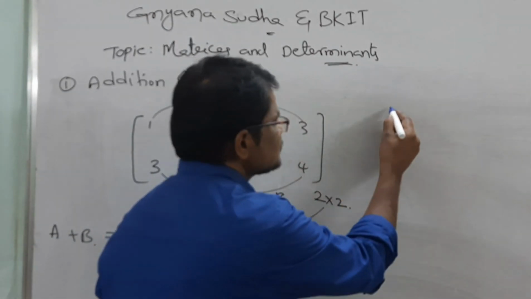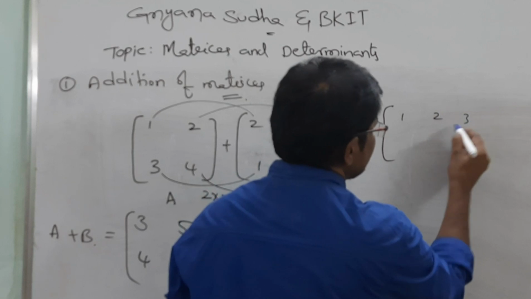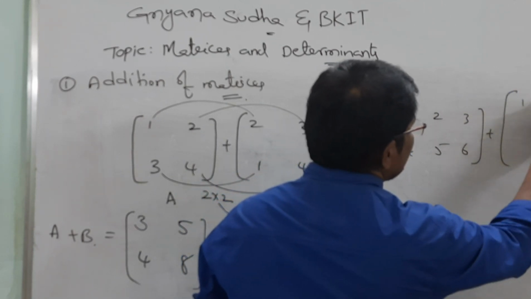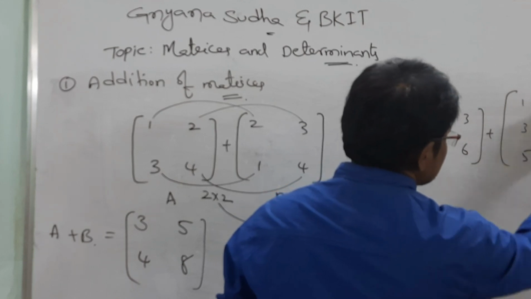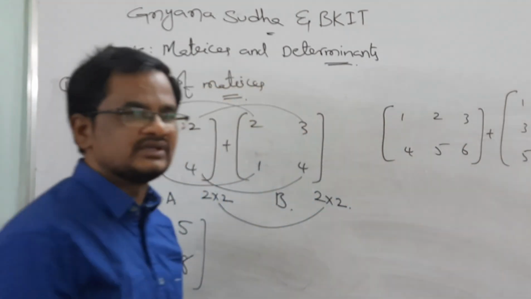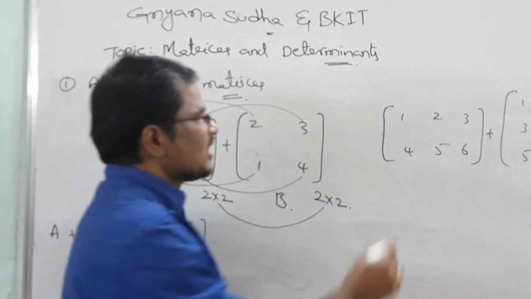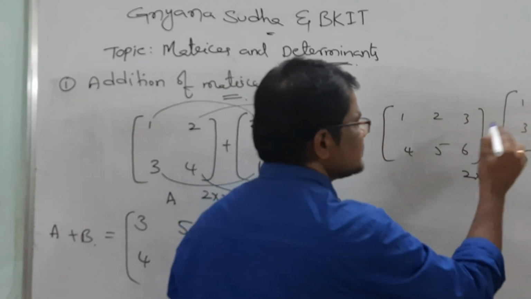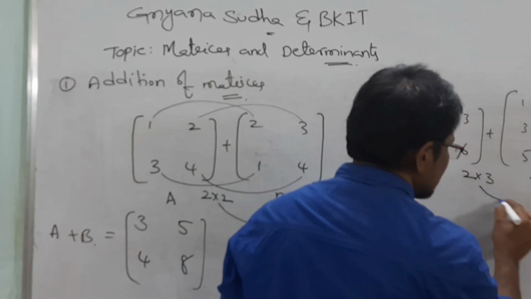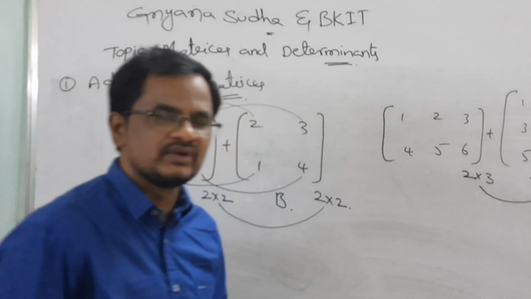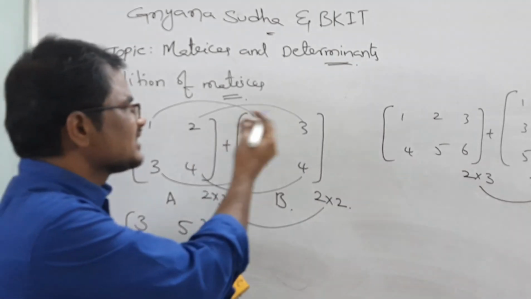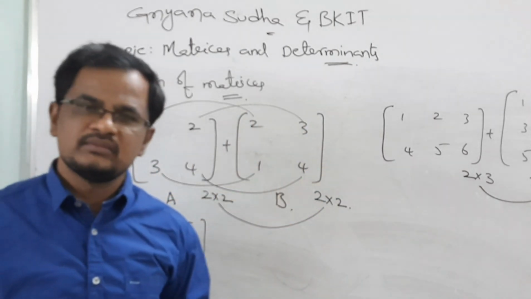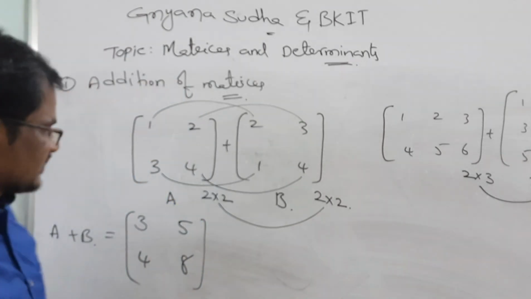Suppose you have [1, 2, 3; 4, 5, 6] plus [1, 2; 3, 4; 5, 6]. Can you add these two? No, definitely not, because the order of the first matrix is 2 rows and 3 columns, and the order of the second matrix is 3 rows and 2 columns. If the orders are not the same, we can't add, because we won't get the corresponding elements. That's why we can't add those two matrices. Okay, right.